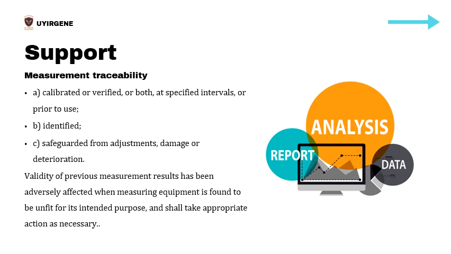Identified in order to determine their status. Safeguarded from adjustments, damage or deterioration, that would invalidate the calibration status, and subsequent measurement results. The organization shall determine if the validity of previous measurement results has been adversely affected, when measuring equipment is found to be unfit for its intended purpose, and shall take appropriate action as necessary.